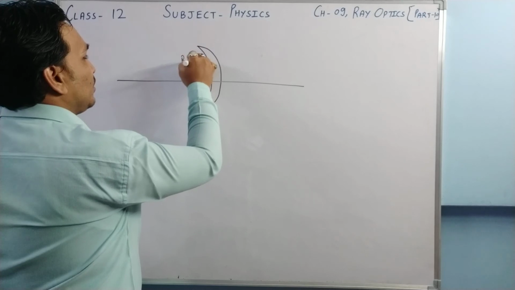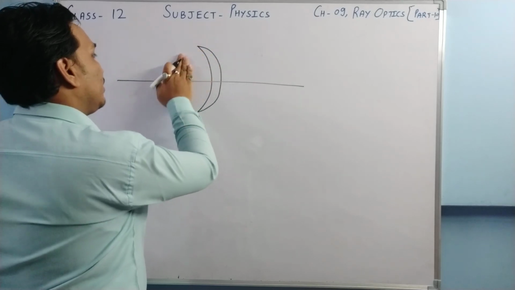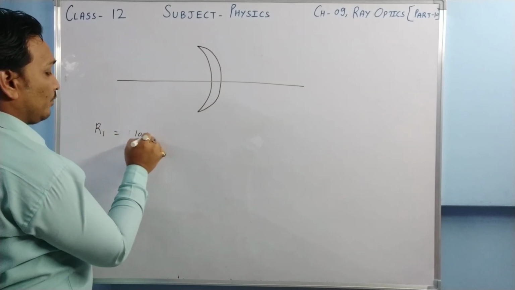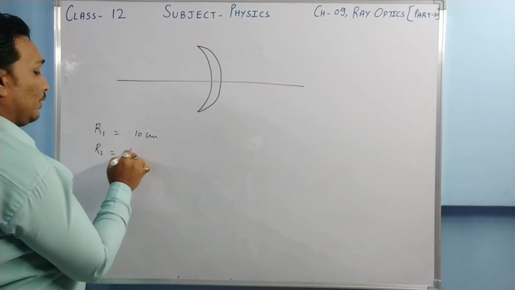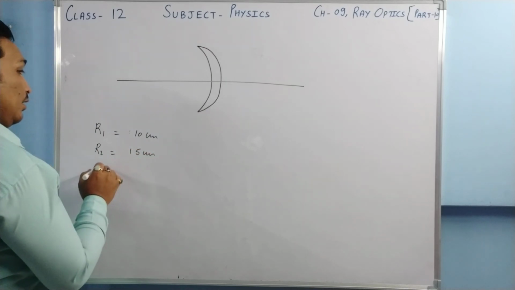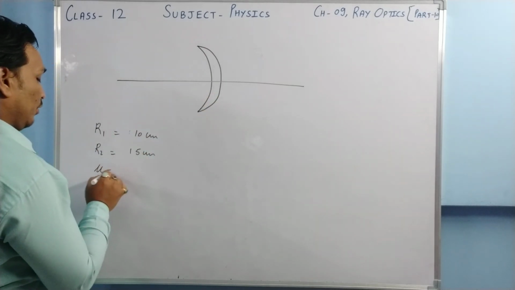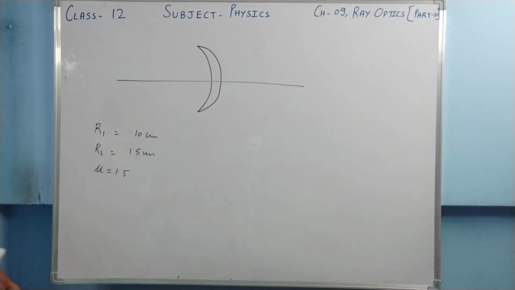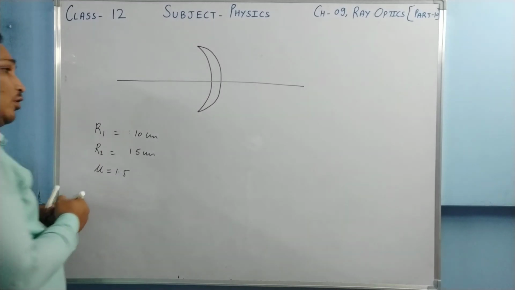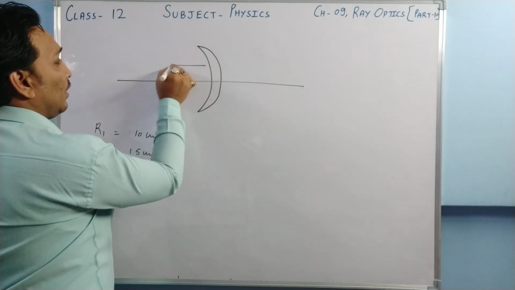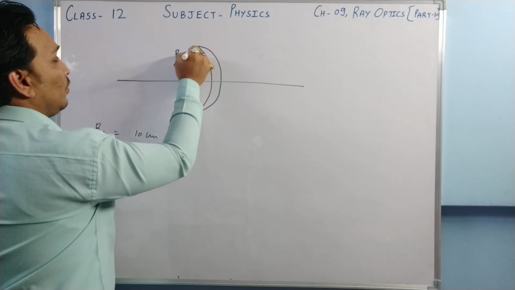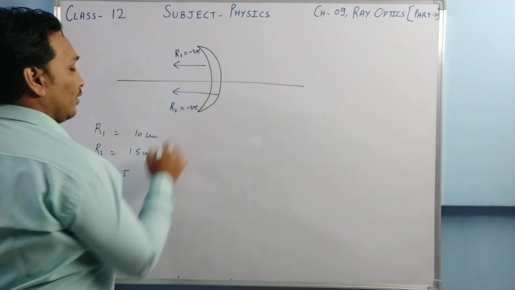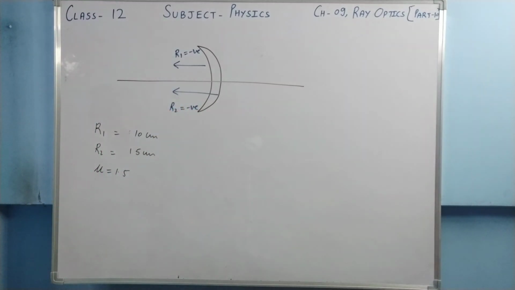Let the first radius of curvature R1 be 10 centimeter. Let R2 be 15 centimeter. Refractive index of the material of the lens is 1.5 and the other medium is air. What we need to find out is the focal length. So let us apply lens maker's formula over here. For this surface, R1 is lying this side, so R1 is going to be negative. R2 is also this side, so it is going to be negative. R1 and R2 both are going to be negative.